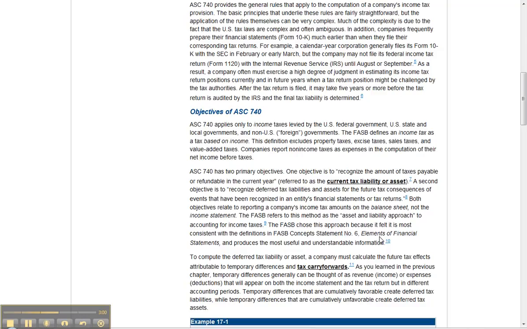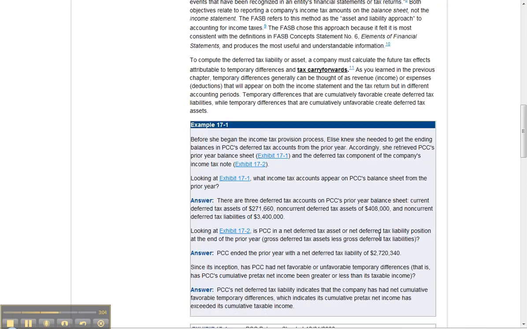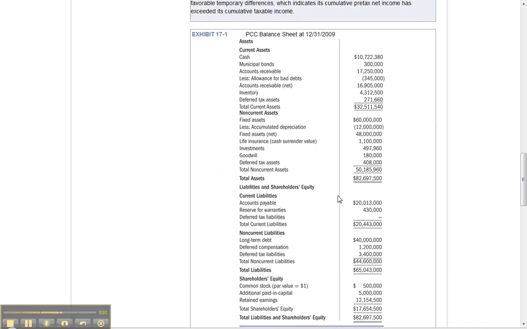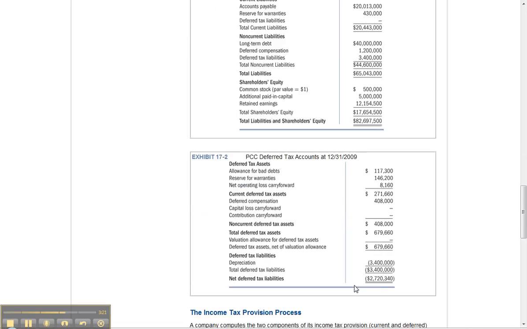It gives you a lot of background information and really just tees up the whole process, puts more into detail what I just said, shows you this example that's going to be the starting point of this entire chapter's examples. This PCC company will be the framework for showing you all the examples. This is a balance sheet that they have for 2009.